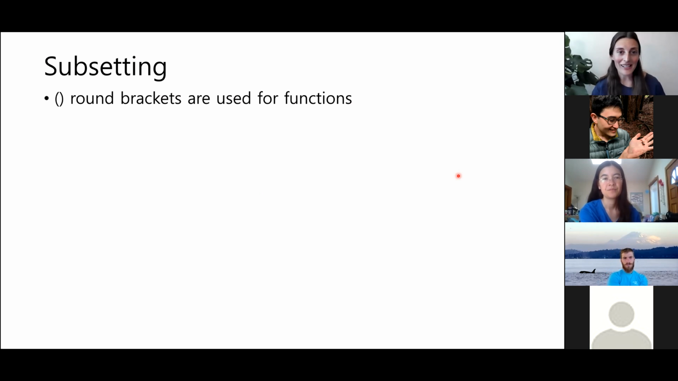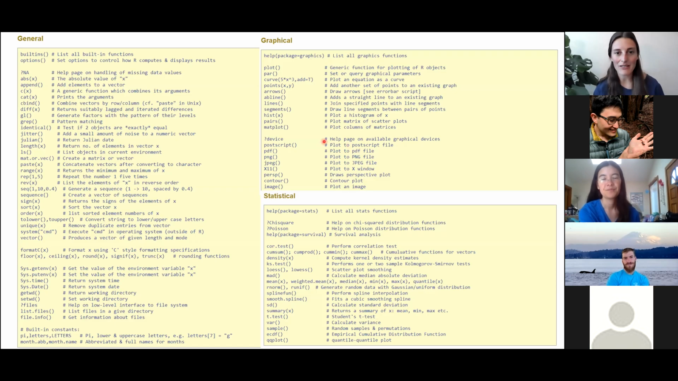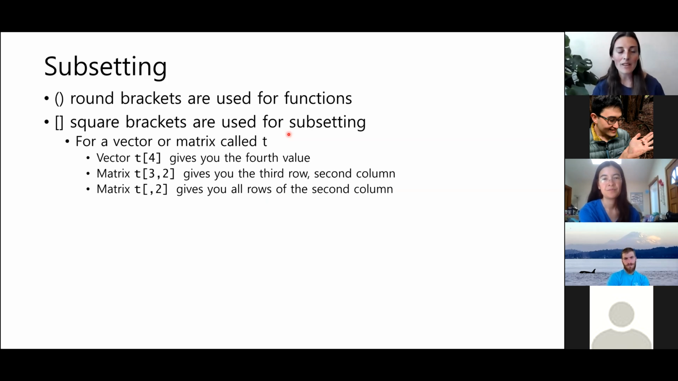And then there's subsetting. I guess I'm going to say this for everything, but subsetting is one of the things you're going to do a lot in R. So you saw in all of these functions that I showed you, these round brackets, these parentheses, those are part of functions. Square brackets are used for subsetting. Those are the square brackets on the right side of your keyboard.